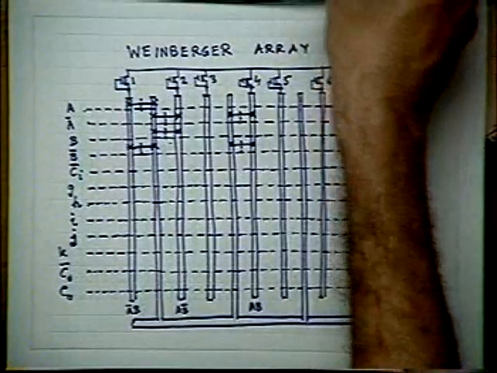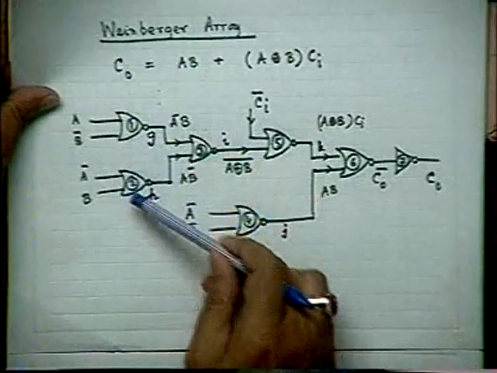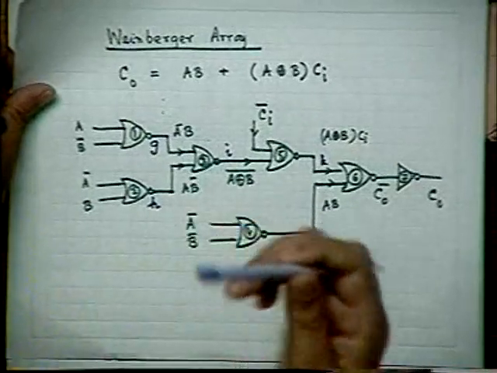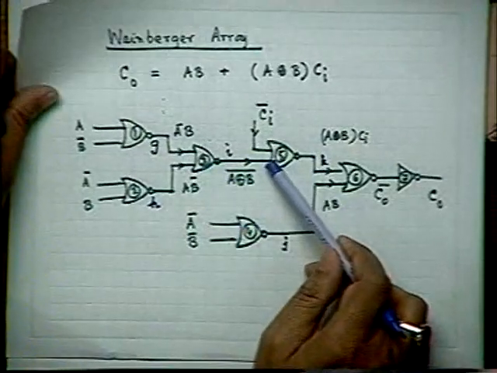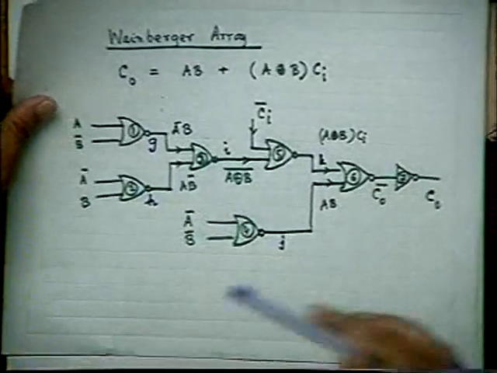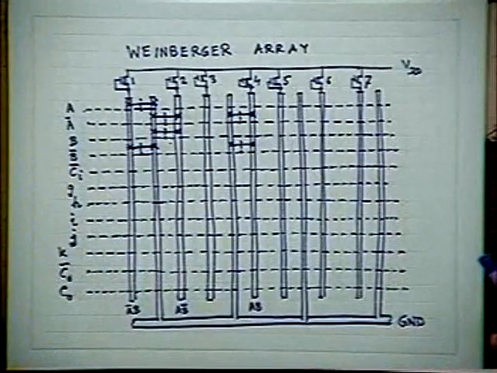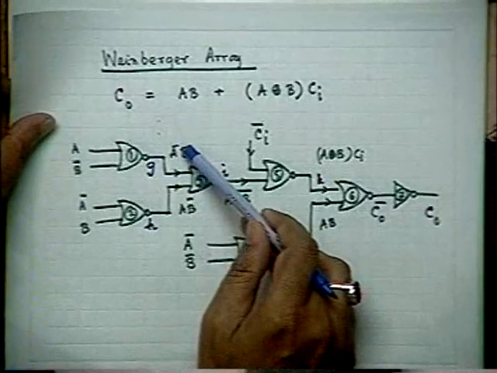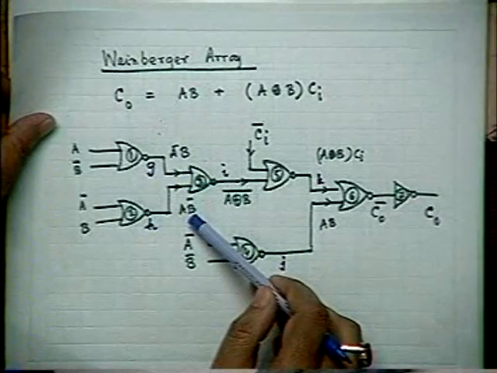Then you see that these are the only gates, this one, and this one. These are the only gates whose inputs are the input signal. These other gates actually derive signals from intermediate gates. So for now, I will draw them. Let me now come to gate number 3, at the input of which, I have to apply A bar B and A B bar.